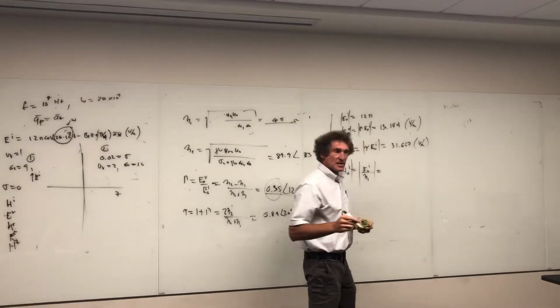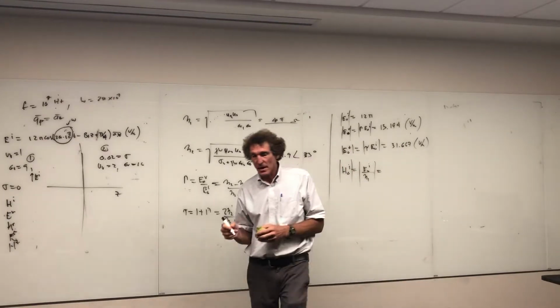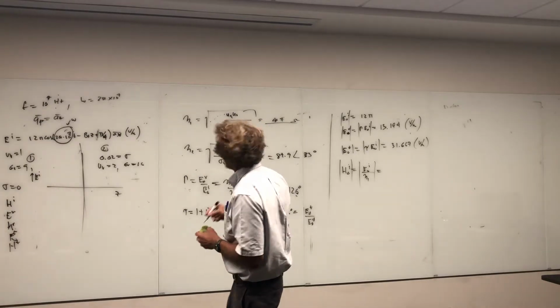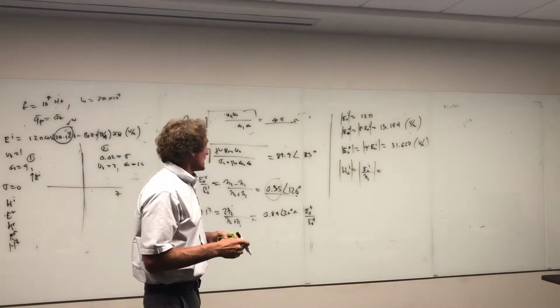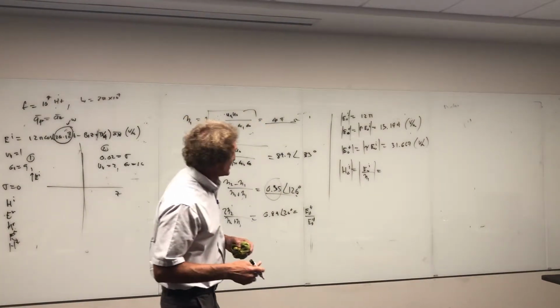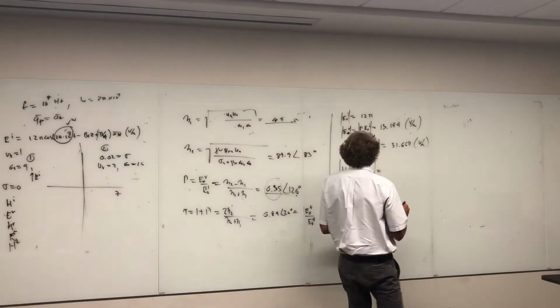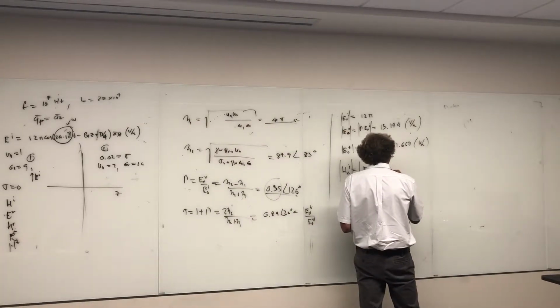What do you get for this, guys? Just take 40 pi, is it right? Eta 1 is 40 pi, divided into the incident E field, which is 12 pi. That's what? That's 12 over 40, right?